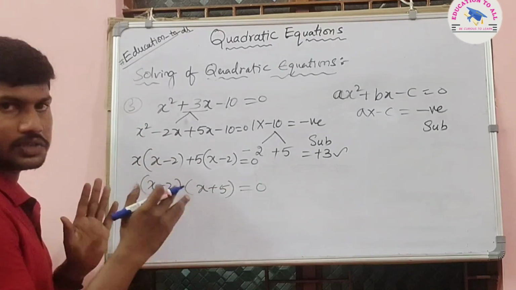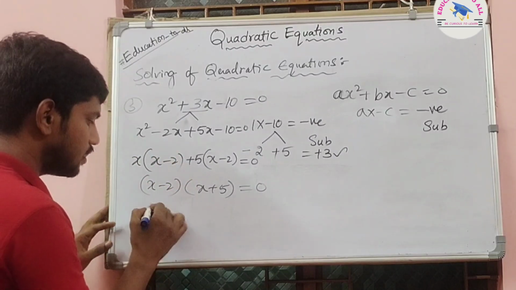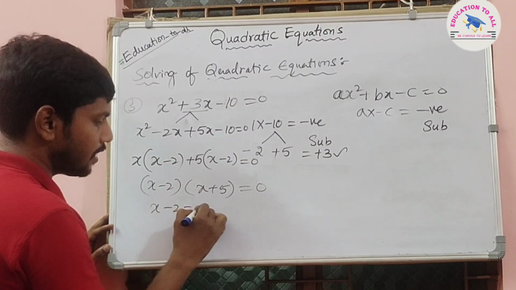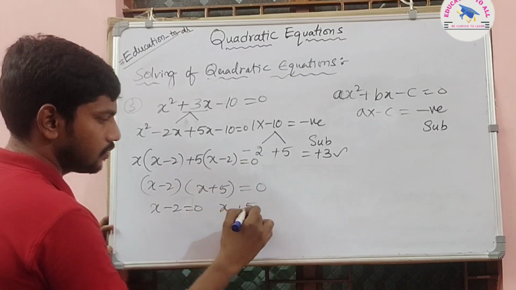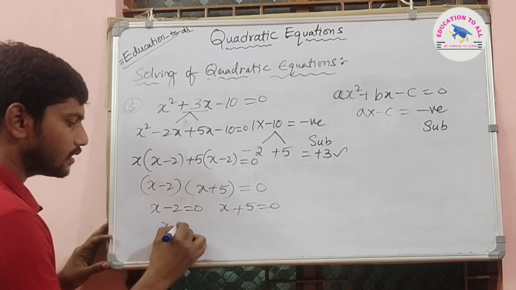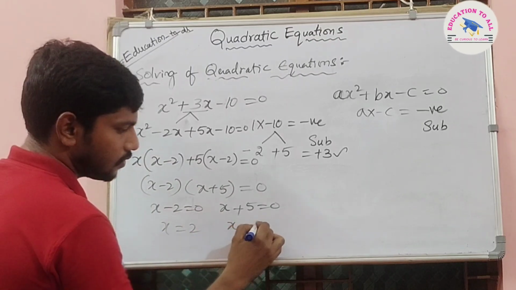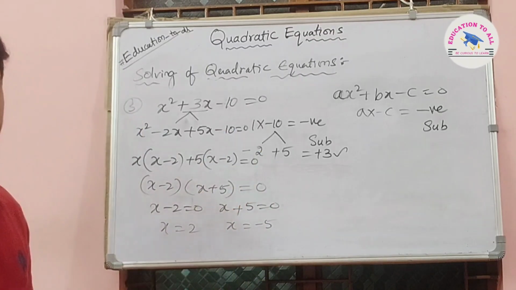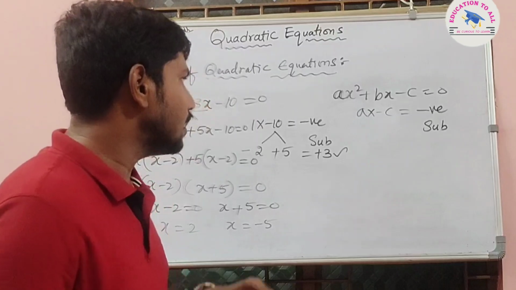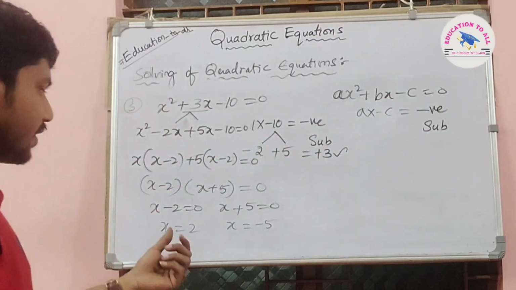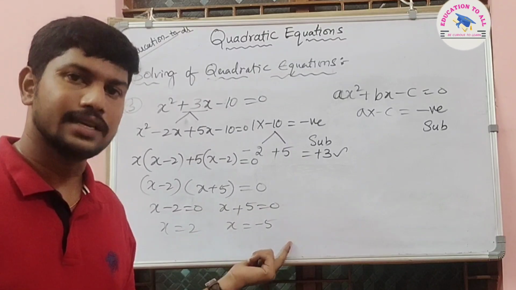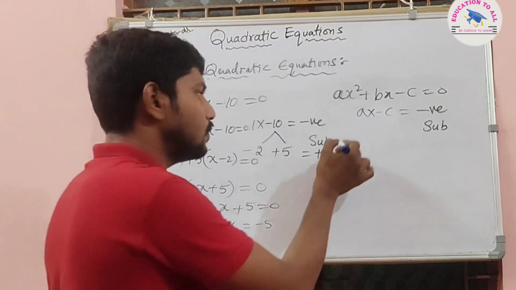If any product is 0, as before we discussed, either first one equal to 0 or the second one equal to 0. From here x is equal to 2, here x is equal to minus 5. Observe carefully here one condition, if a is positive, b is positive, c is negative. What are the roots we got? One is positive, one is negative. That's the conclusion we can make here.